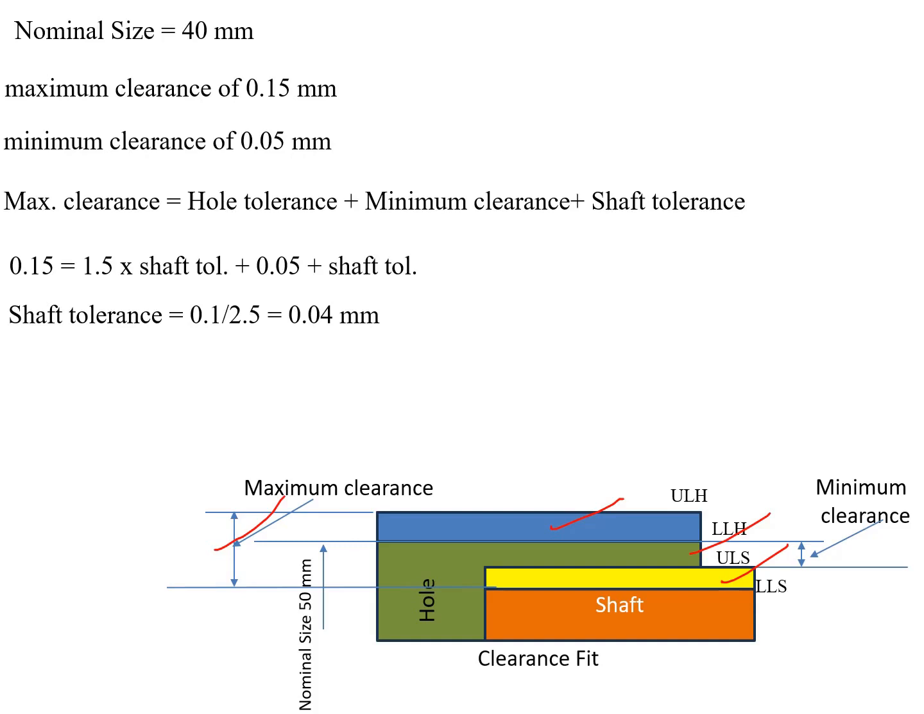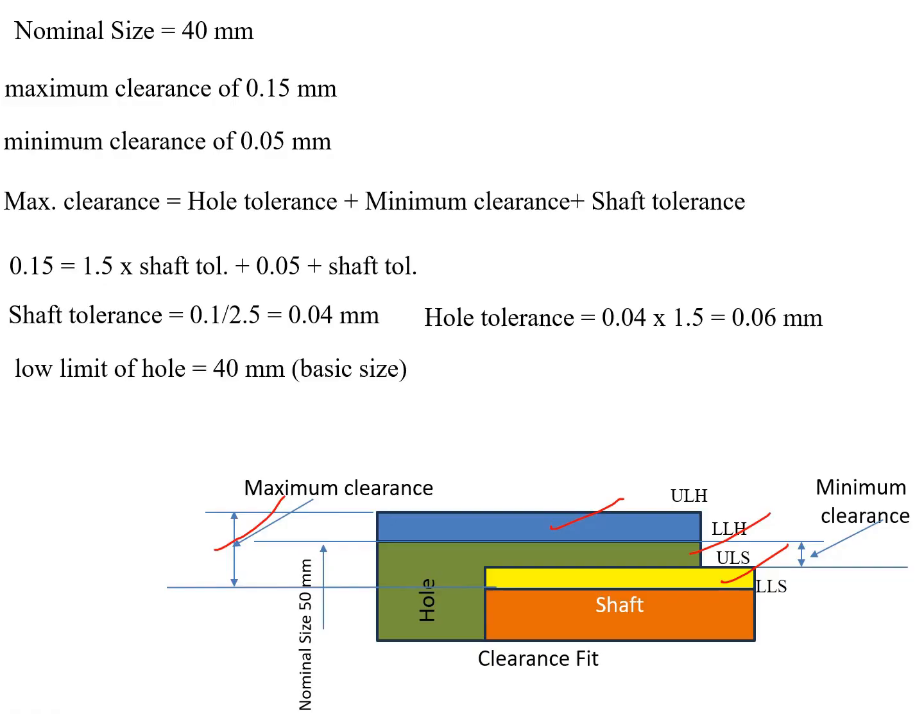We know the relationship between the hole tolerance and the shaft tolerance, that is, the hole tolerance equals 1.5 times the shaft tolerance. We know the shaft tolerance is 0.04 mm. Then we can determine the hole tolerance: 0.04 times 1.5, so the hole tolerance equals 0.06 mm. Next we determine the limits of the hole, that is, the lower limit of the hole as well as the higher limit of the hole.